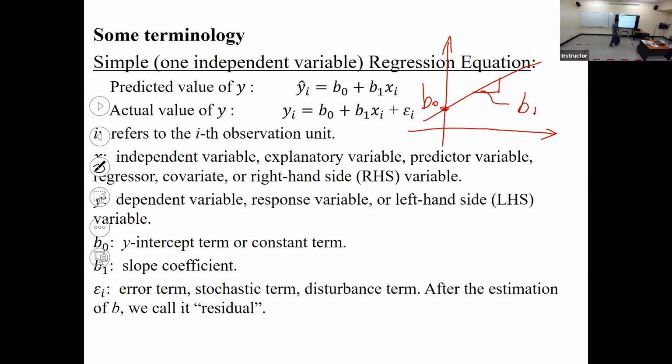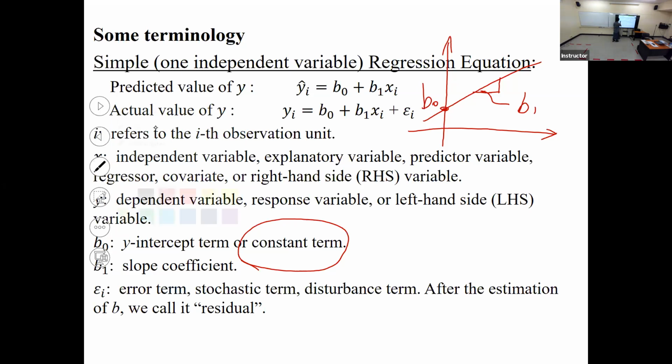We also often call it constant, constant term, or just constant. When you present a regression result in a table, in most cases you need to show this as well, and this term we often use. So in the table, you write constant and then show the value.